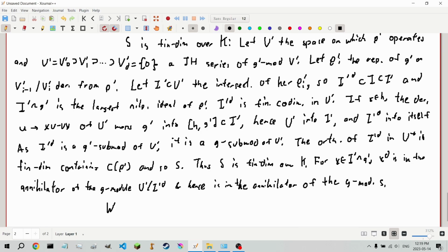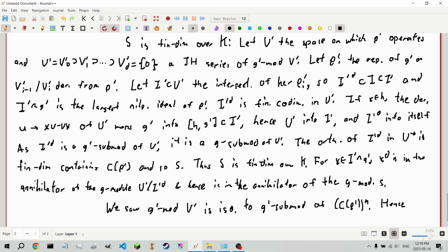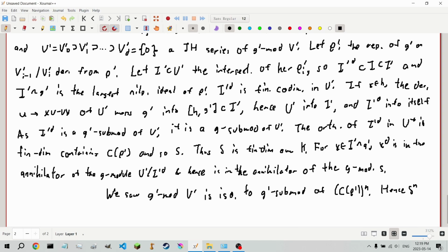So we saw that the G prime module V prime is isomorphic to a G prime submodule of the product C of rho prime to the n. Hence, the G module S to the n provides a finite dimensional extension rho of our rho prime to G.